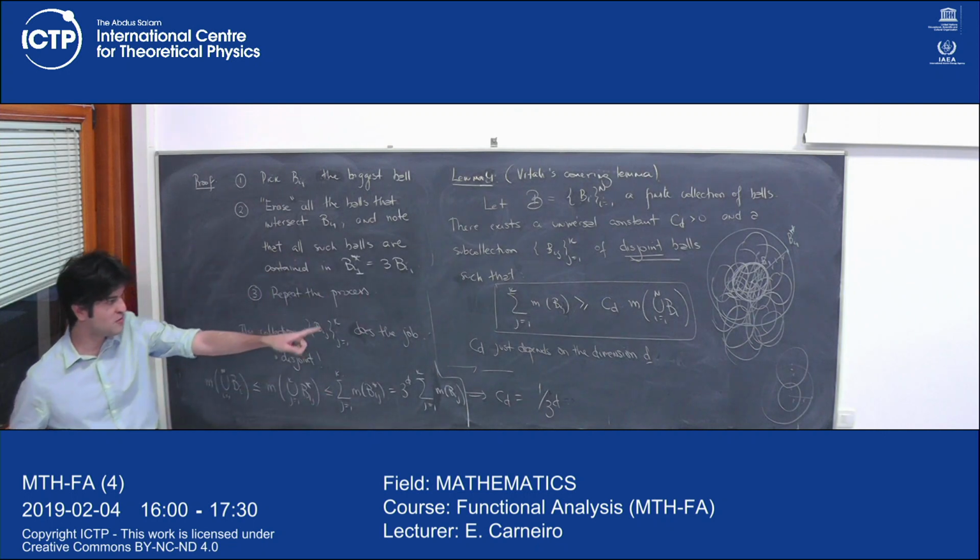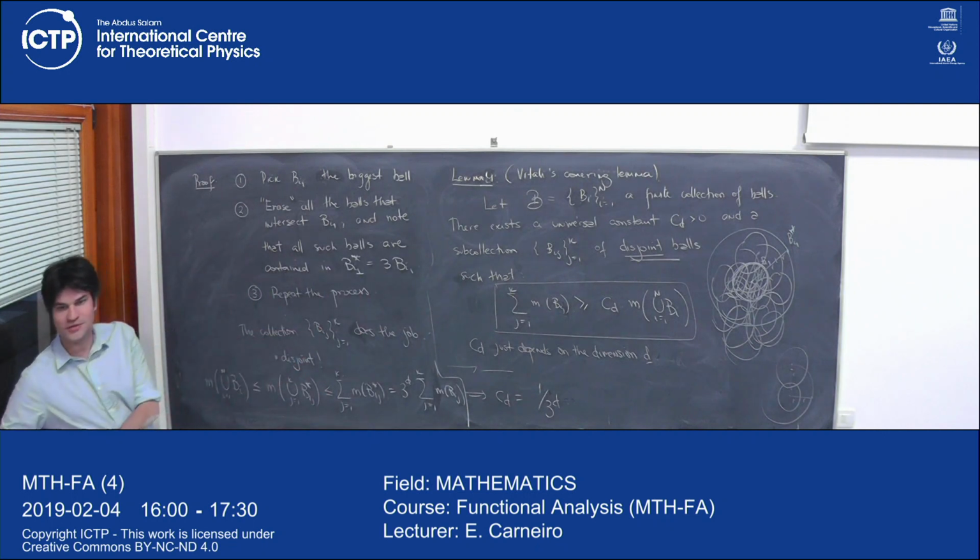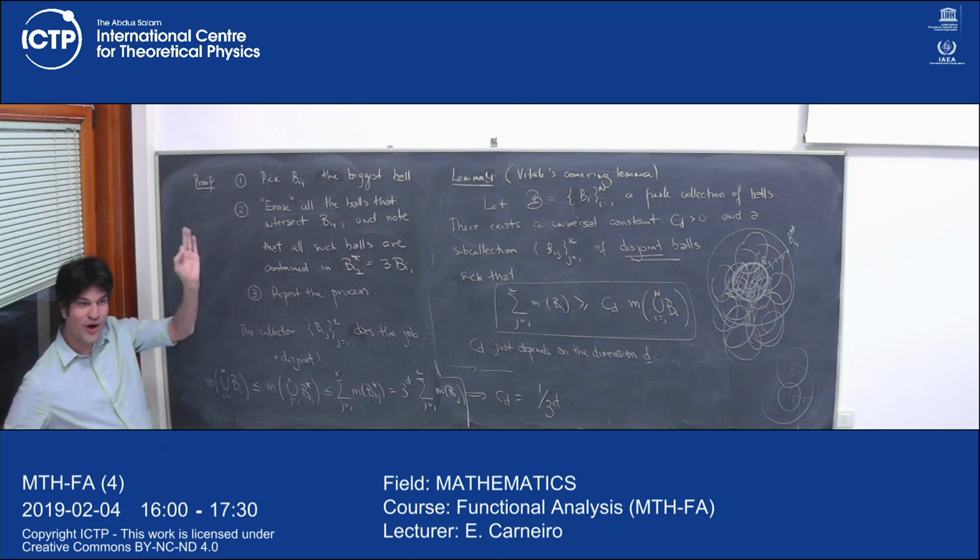We proved this theorem with constant c_d, 1 over 3 to the d. It's a very small constant. If the dimension is 100, 1 over 3 to 100 is a very, very small number. But what matters is that it's a fixed number and it's independent of the collection.